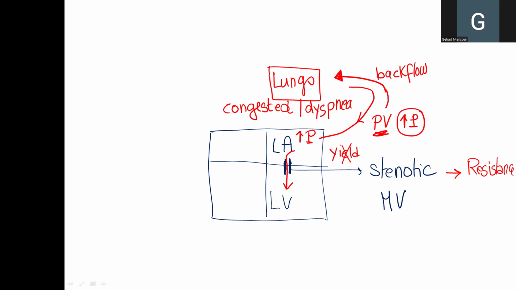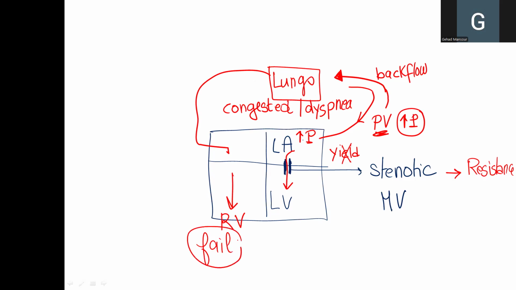In very late stages, this will be reflected on the right atrium and then on the right ventricle, which will finally fail, meaning that it will dilate and no more be able to send blood to the lungs.